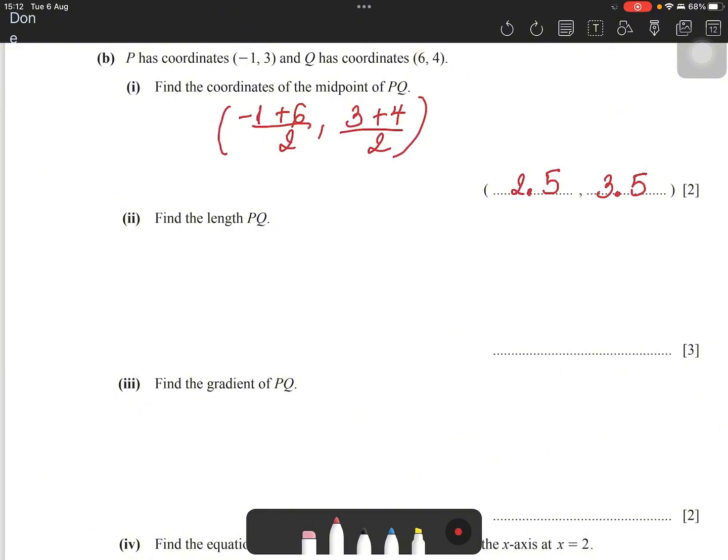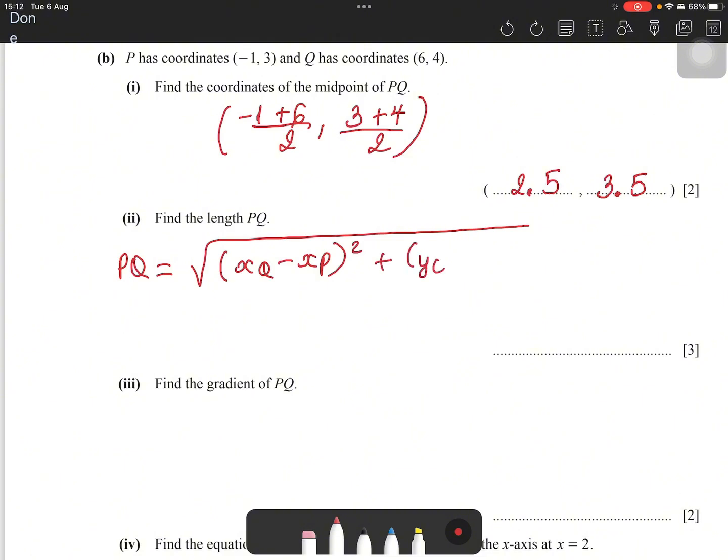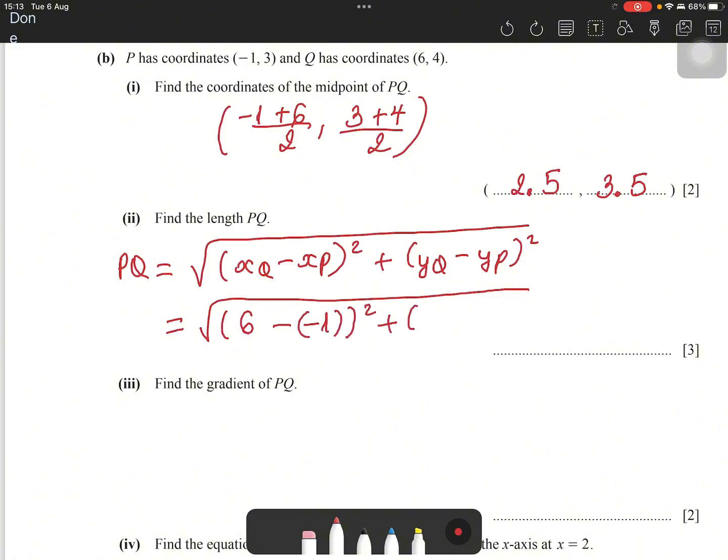Second question, find the length of PQ. PQ is equal to the square root of (xQ minus xP) squared plus (yQ minus yP) squared. So we just substitute: xQ is 6, xP is -1, yQ is 4, and yP is 3. So this one is 5 root 2, but we should write 7.07.